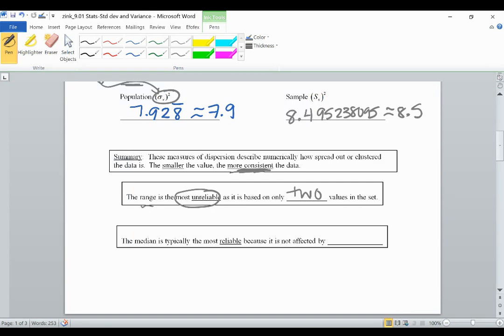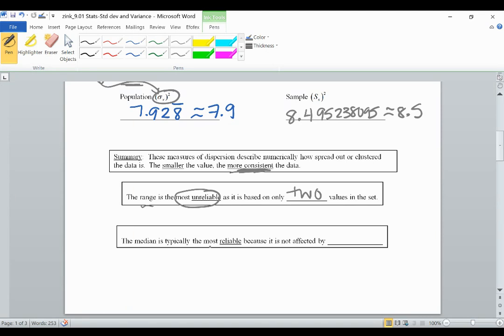So again, in some of the classes, we talked about what an outlier is. And oftentimes the outlier is usually the maximum or the minimum. So if you're finding the range and you're using that outlier to find it, then that's not going to truly represent what the majority of your data looks like.